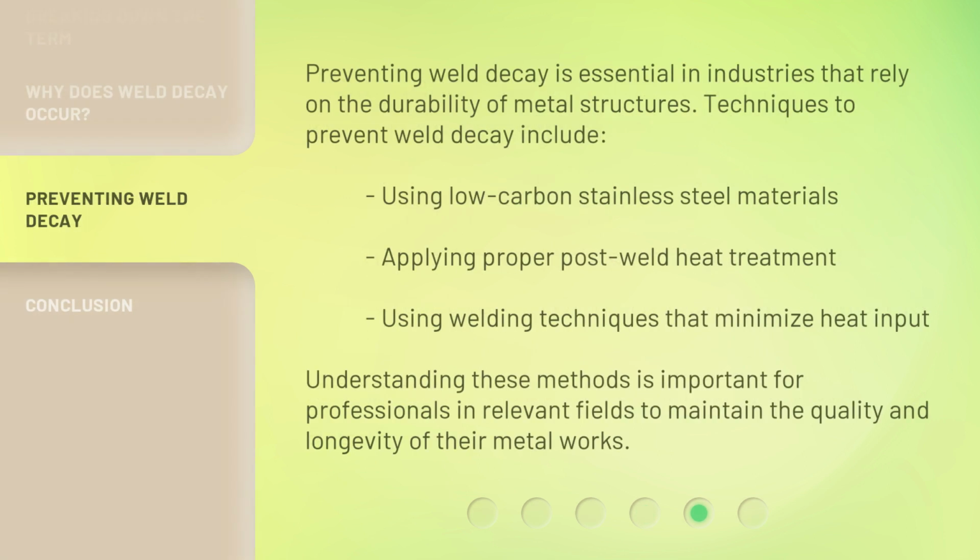Preventing weld decay is essential in industries that rely on the durability of metal structures. Techniques to prevent weld decay include using low-carbon stainless steel materials, applying proper post-weld heat treatment, and using welding techniques that minimize heat input. Understanding these methods is important for professionals in relevant fields to maintain the quality and longevity of their metal works.